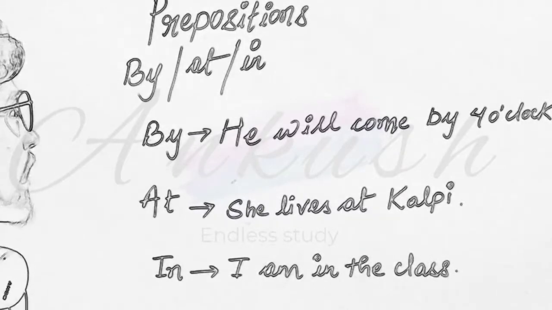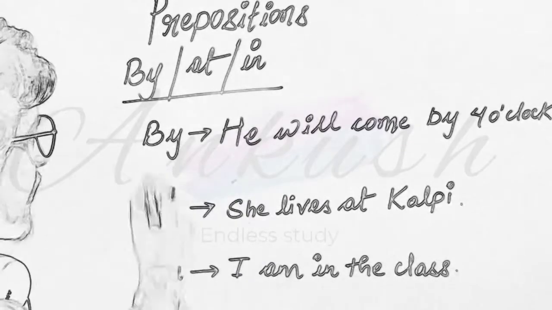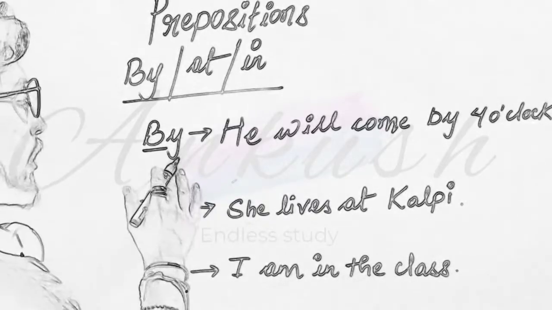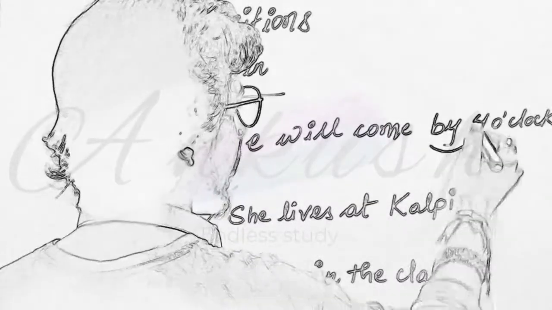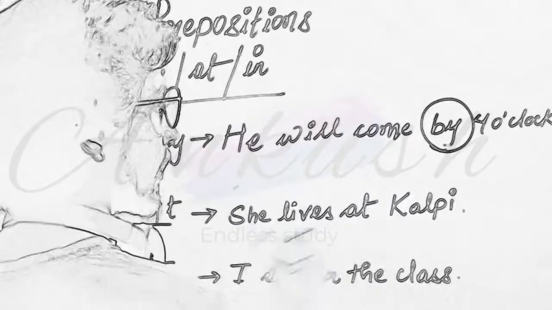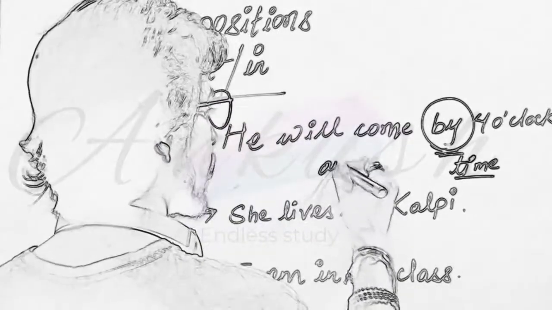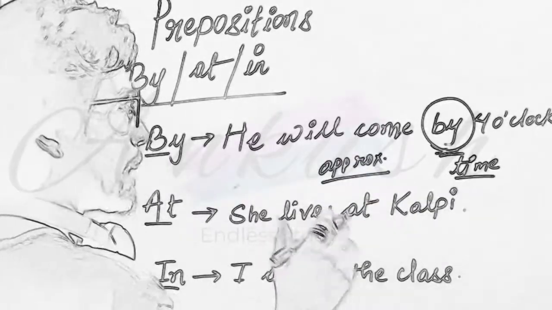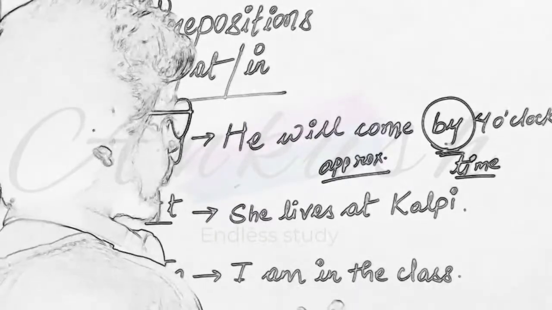Hello everyone, in this video we are going to talk over the use of prepositions by, at and in. As examples, I have written for the use of by, at and in. For use of by: he will come by 4 o'clock. Here by is a preposition. Why? Because it is becoming a link and it is showing time. The approximate time means he will come by 4 o'clock, near about 4 o'clock, which means it may be 5 minutes earlier or later also.